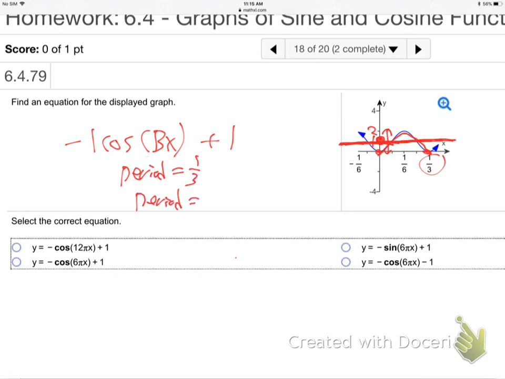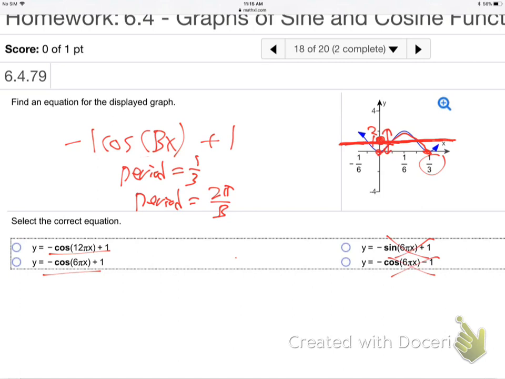Period, as you know, is 2 pi over b. We still don't have it yet. There's a negative cosine here, and there's a negative cosine there, both plus 1. It's not this one because this is negative cosine minus 1, and this is a sine. So we're down to these two, but now we still need to figure out the period to know which of those is right. It's a much harder question than the last one, huh?